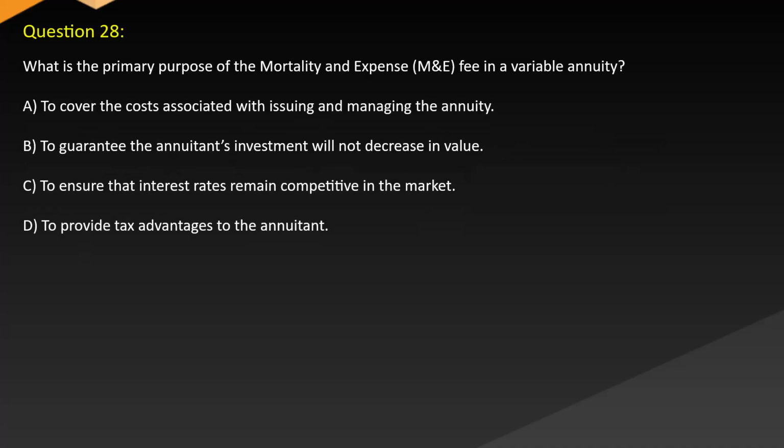Question 28. What is the primary purpose of the mortality and expense fee in a variable annuity? A. To cover the costs associated with issuing and managing the annuity. B. To guarantee the annuitant's investment will not decrease in value. C. To ensure that interest rates remain competitive in the market. D. To provide tax advantages to the annuitant.